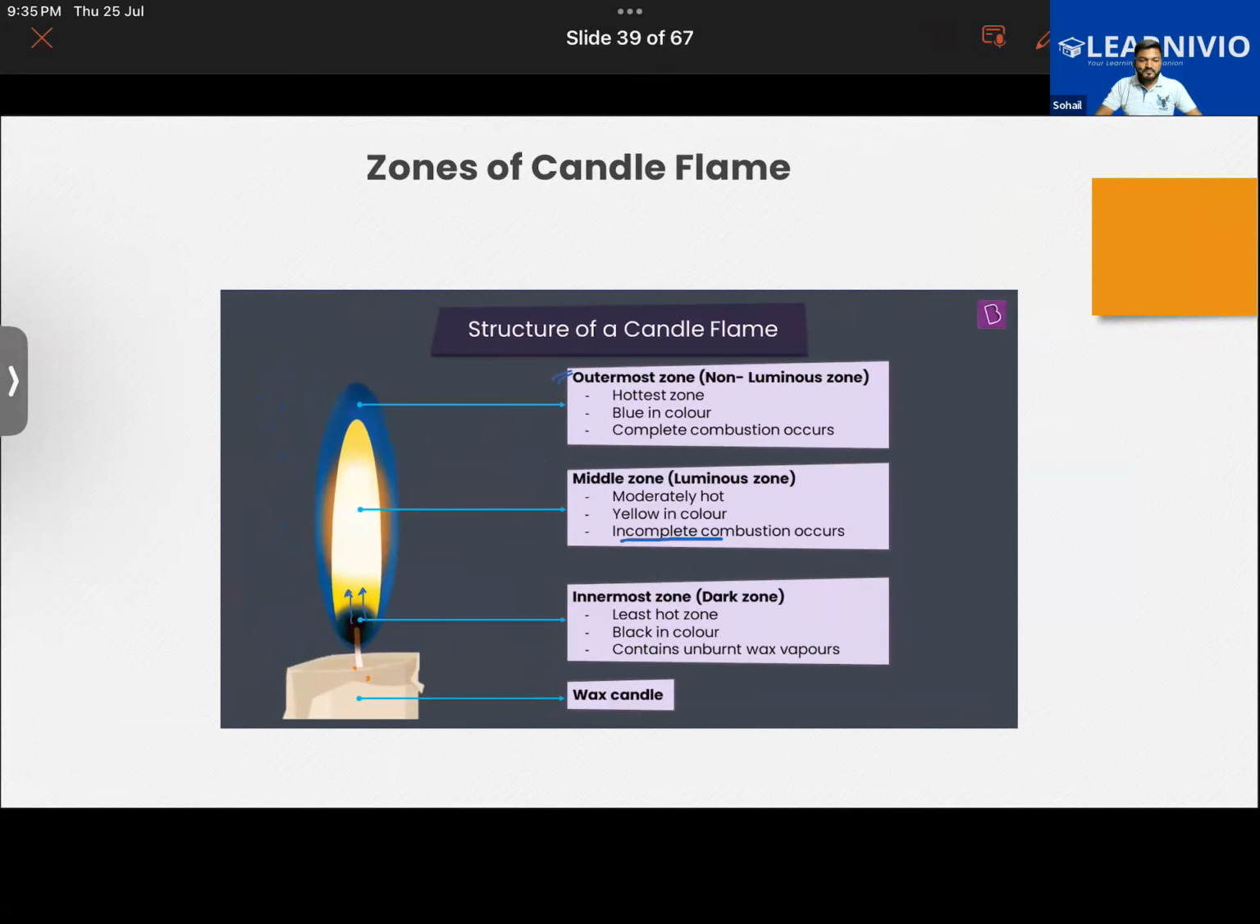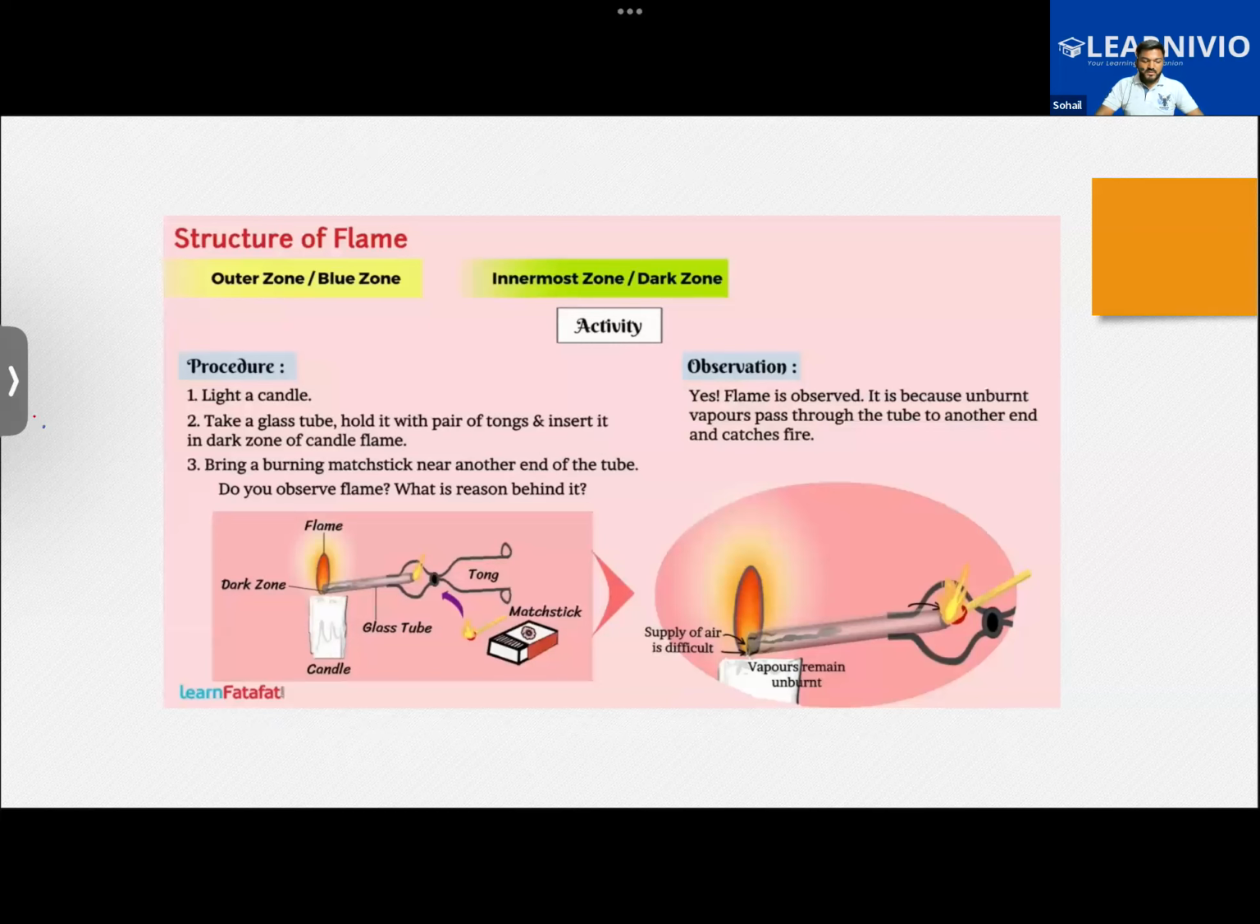Yes, Ibrahim. No. Okay. So do tell me about the different zones of a flame first of all. What are the different things about the different zones of the flame which we have learned?